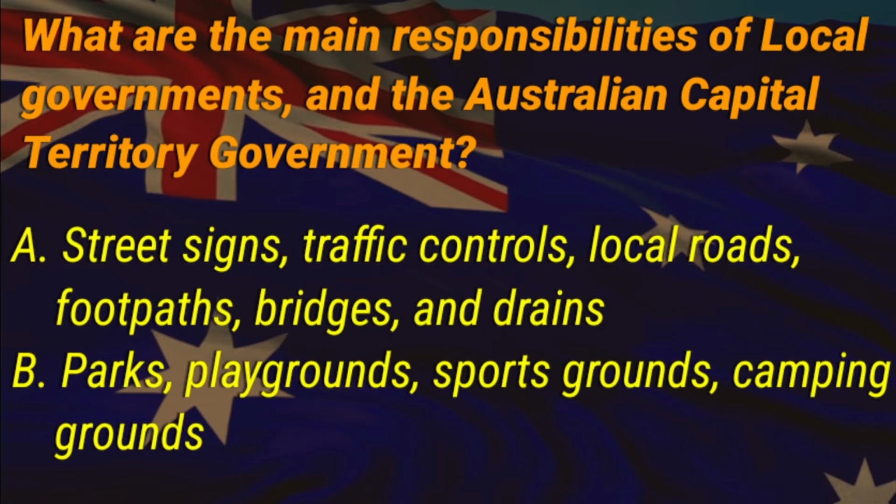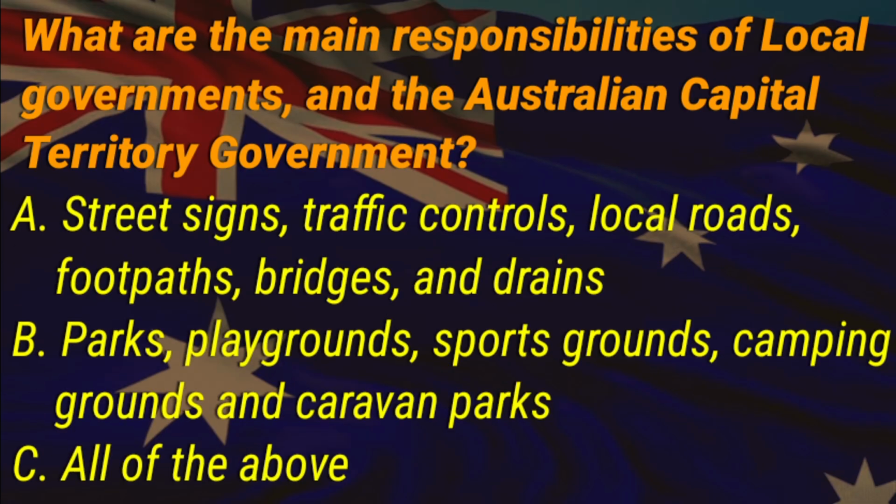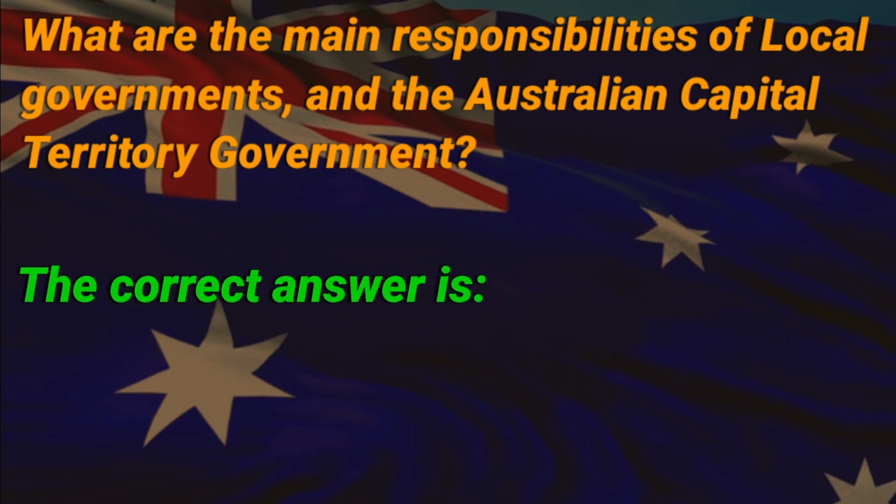What are the main responsibilities of local governments in the Australian Capital Territory government? A. Street signs, traffic controls, local roads, footpaths, bridges, and drains. B. Parks, playgrounds, sports grounds, camping grounds, and caravan parks. C. All of the above. The correct answer is C.